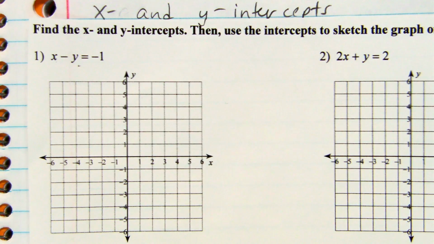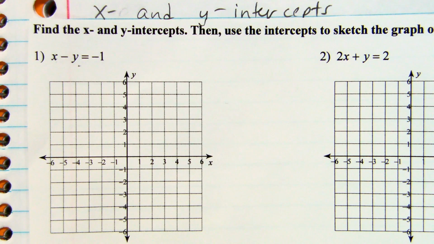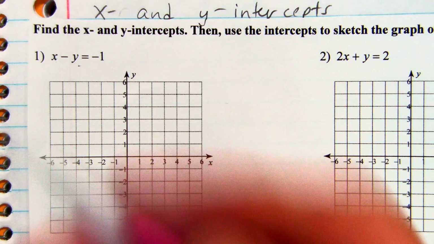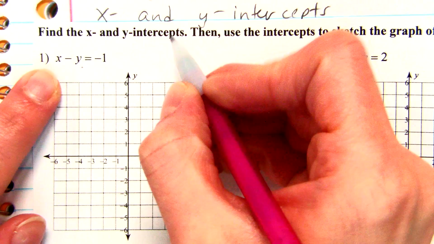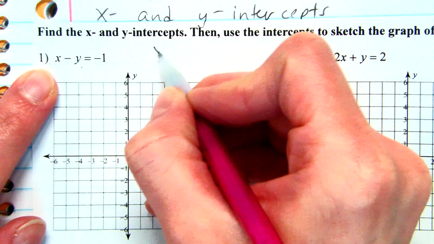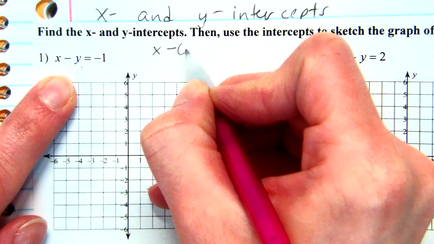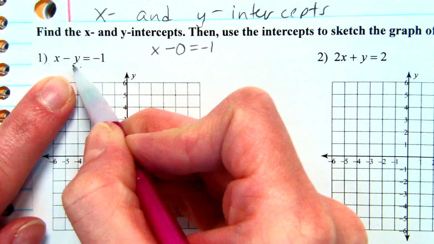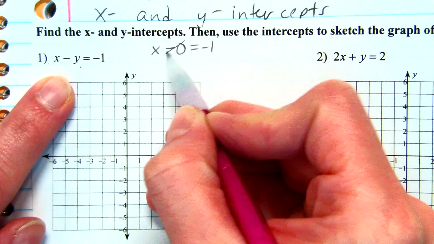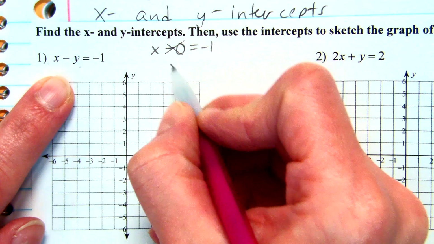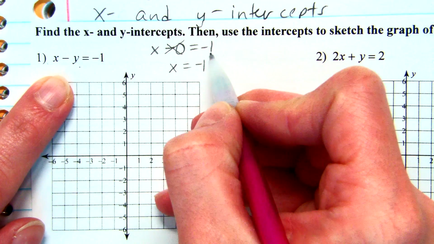All right, so on number 1, here's your process. We are going to put zeros in for x and for y, because when you cross the x-axis and the y-axis, one of your coordinates is 0. So I'm going to start by making the y-coordinate 0. So I'm going to rewrite this, taking y out and putting 0 in. So what that does is that gets rid of this part entirely, and I have x equals -1.